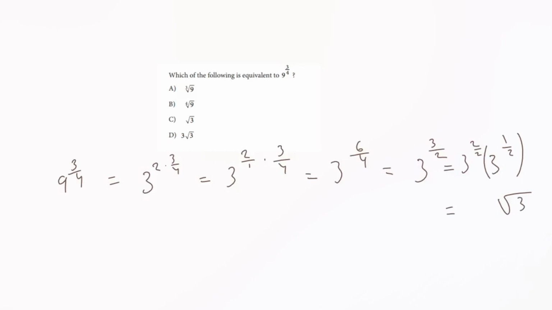And this 3, remember, 3 to the power 2 over 2, what is that? It's just a value of 3. So we got our answer, 3 square root of 3, which is D.